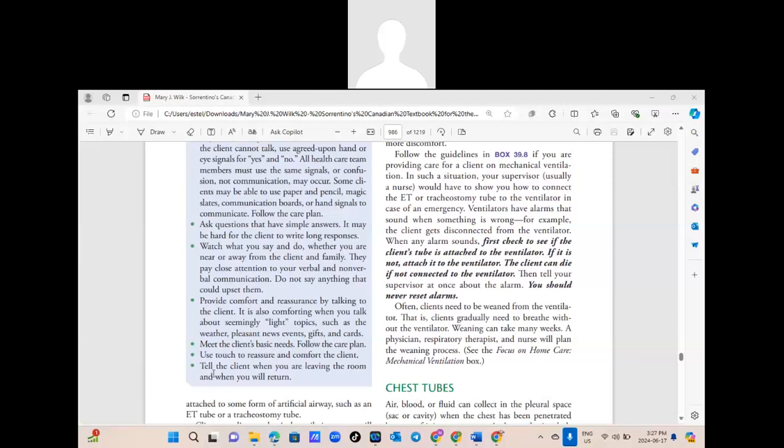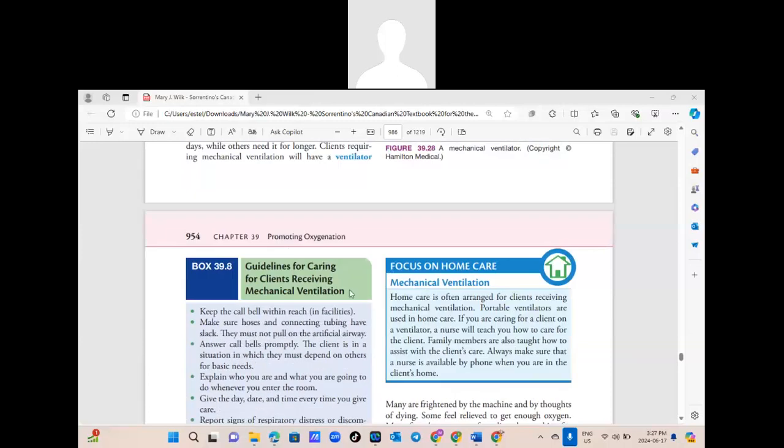Meet the client's basic needs, follow the care plan, use touch to reassure and comfort the client, and tell the client when you are leaving the room and when you will return. Okay? So that is the guidelines for caring for clients receiving mechanical ventilation. They are receiving this because they are very ill.